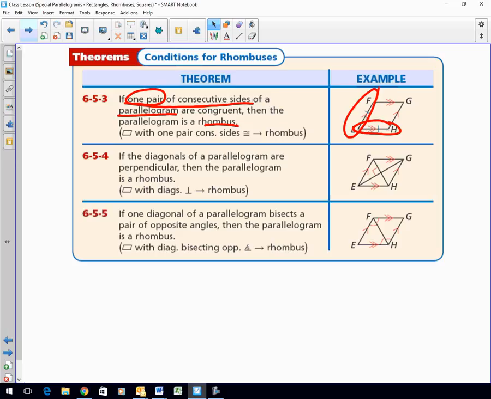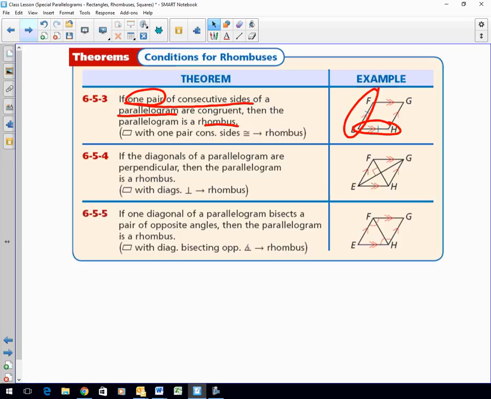It's a parallelogram. I already know the opposite sides are congruent. It's a parallelogram and consecutive sides are congruent. I know right now it's a rhombus. Because that means the opposite sides are congruent to everything. Yay!